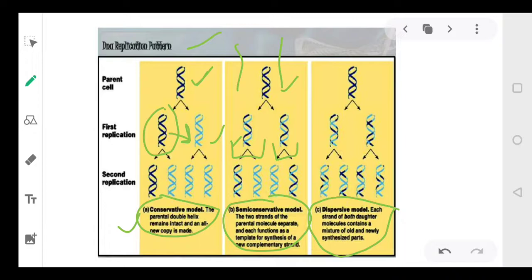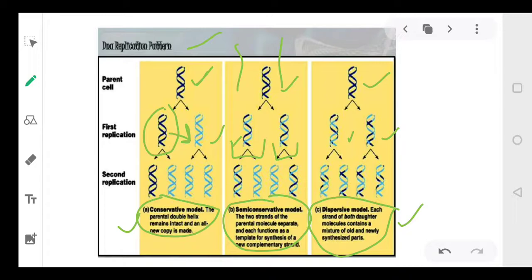When the first replication of this parent DNA happens and new DNA is made, there will be a mixture of old and new DNA in both of them. See, some portion is of the old and some portion is of the new. Clear? In the new DNA that is formed, some portion will be of the old DNA and some portion will be newly made. So this model was called the dispersive model.